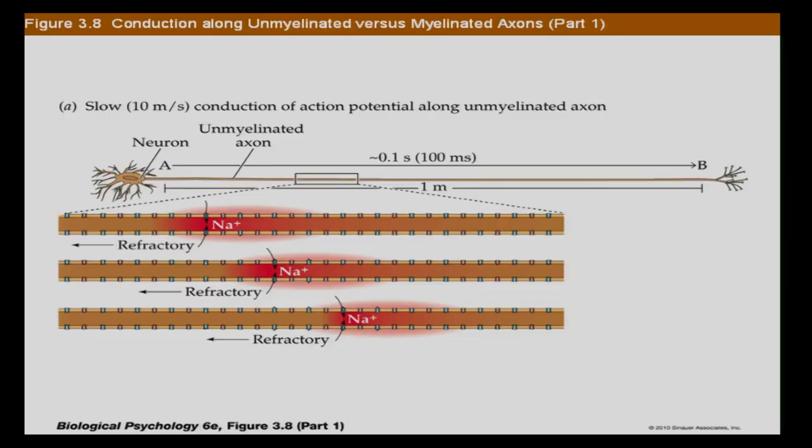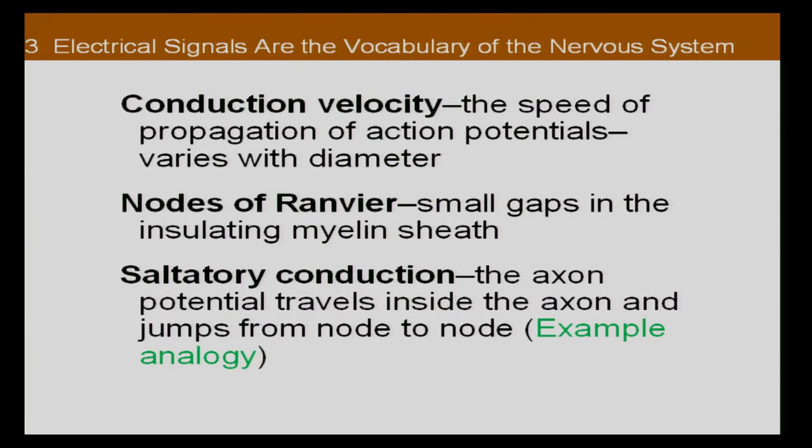Okay, great. So we have our refractory period, we have our action potentials moving only in one direction down the axon. And now I need to talk to you about conduction velocity. The term conduction velocity means the speed of propagation of action potentials. And that conduction speed varies with the diameter of the axon. Big old honking axons have much faster conduction velocities, and tiny little thin ones have much slower conduction velocities.